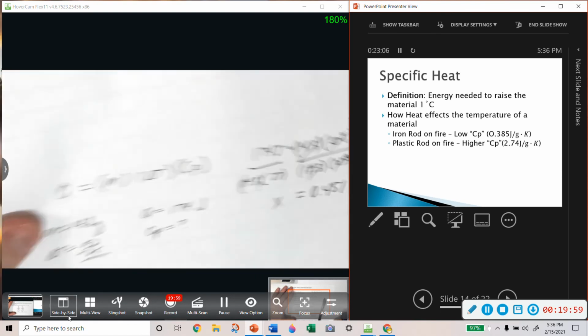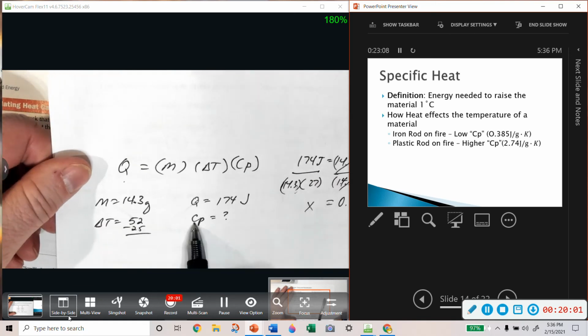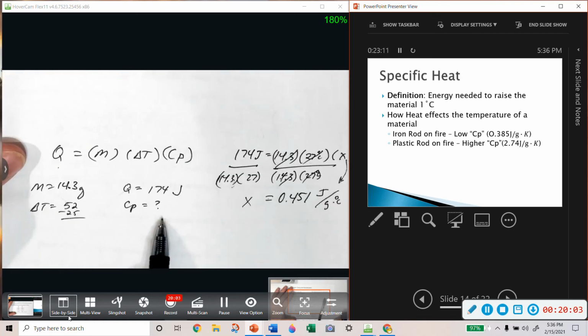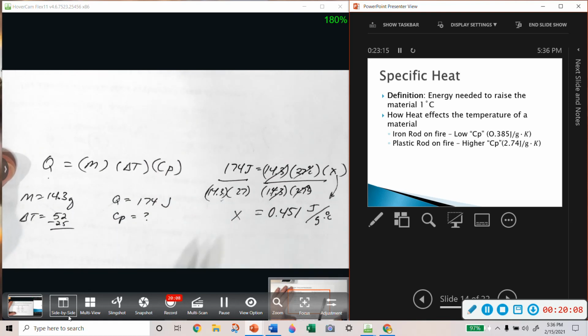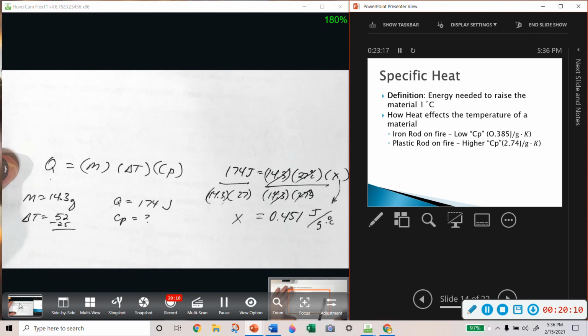You find the given numbers, read the question for what they want, put an X in that spot, wherever it goes, and then rearrange if necessary, and then solve. And that's how you solve those problems.